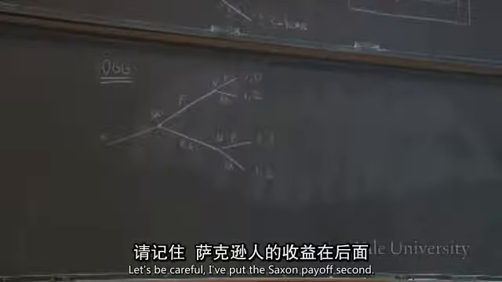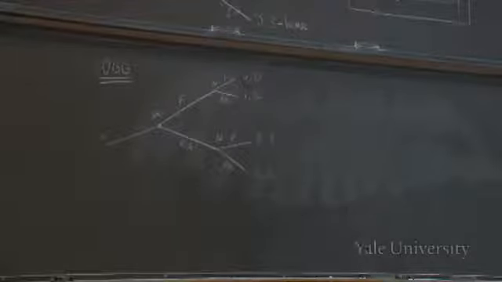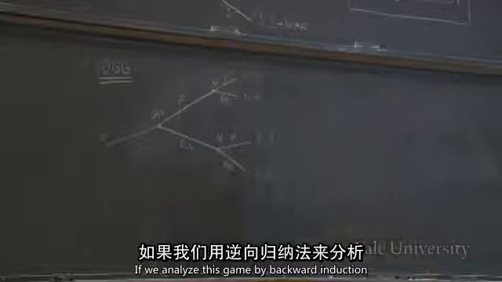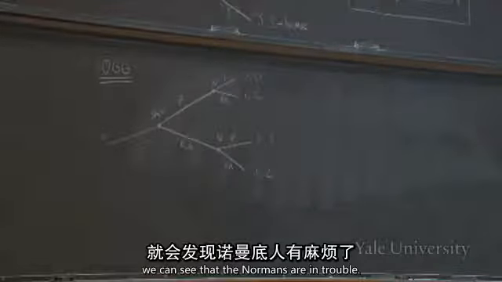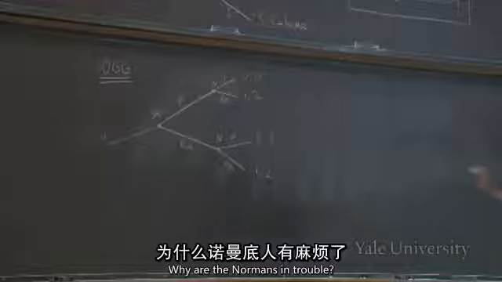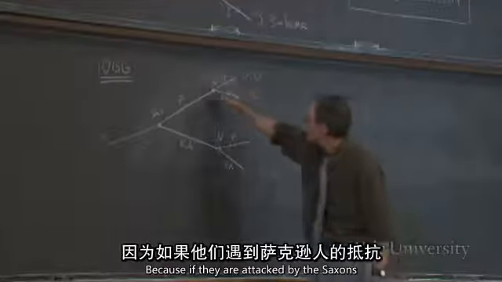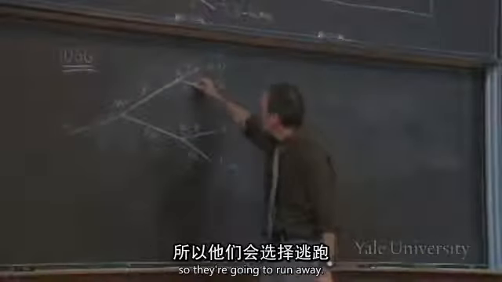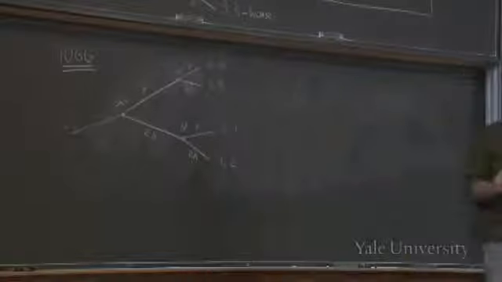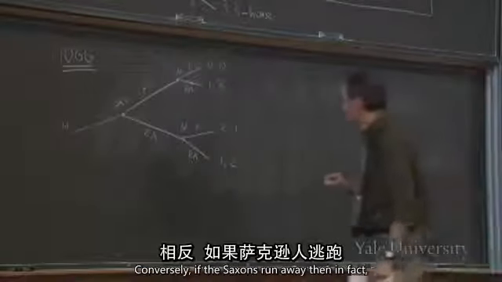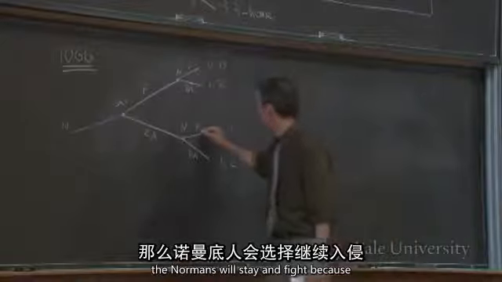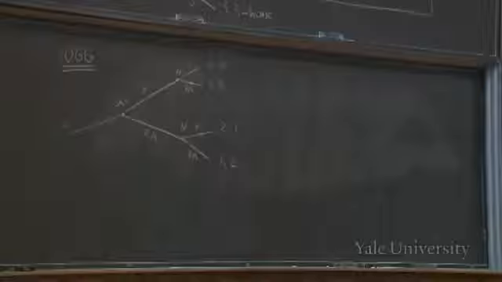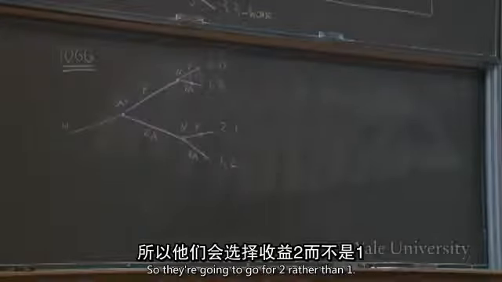All right, let's be careful. I've put the Saxon payoff second. If we analyze this game by backward induction, we can see that the Normans are in trouble. Why are the Normans in trouble? Because if they are attacked by the Saxons, then fighting yields 0 and running away yields 1, so they're going to run away. And conversely, if the Saxons run away, then in fact the Normans will stay and fight, because it's easy to stay and fight against people who are running away. Even I can do that. All right? So they're going to go for 2 rather than 1.